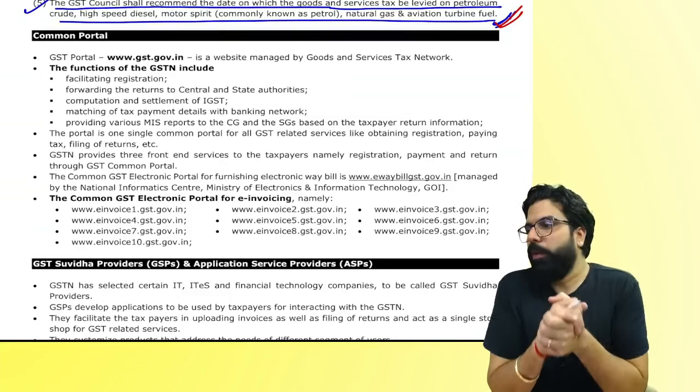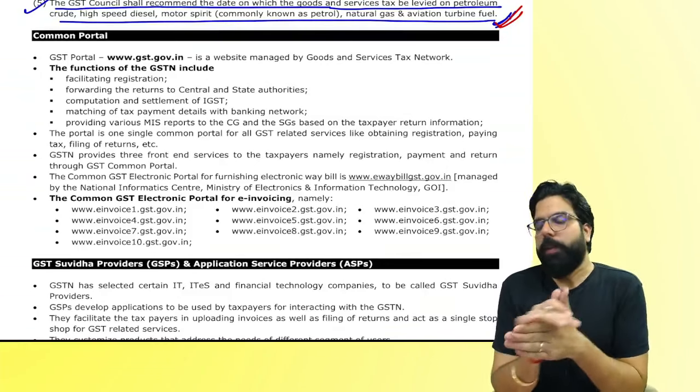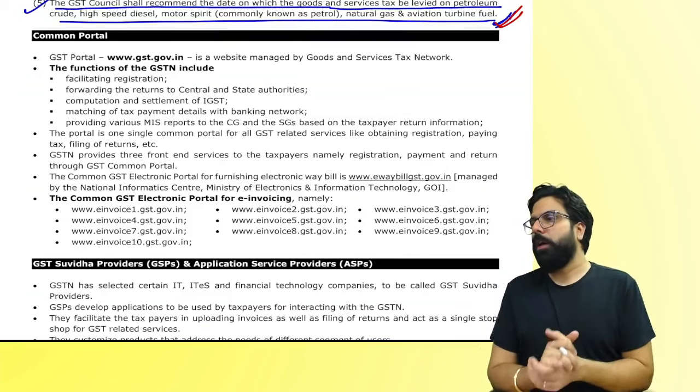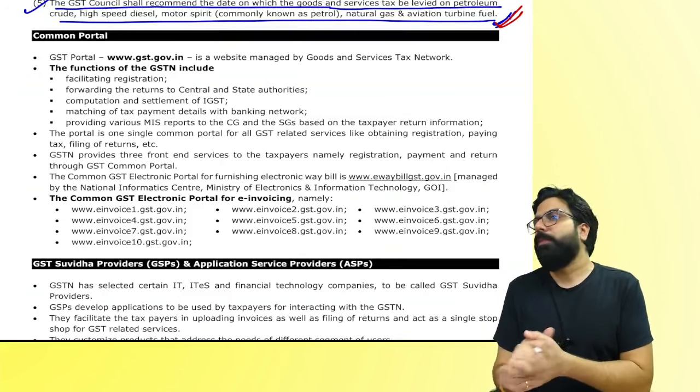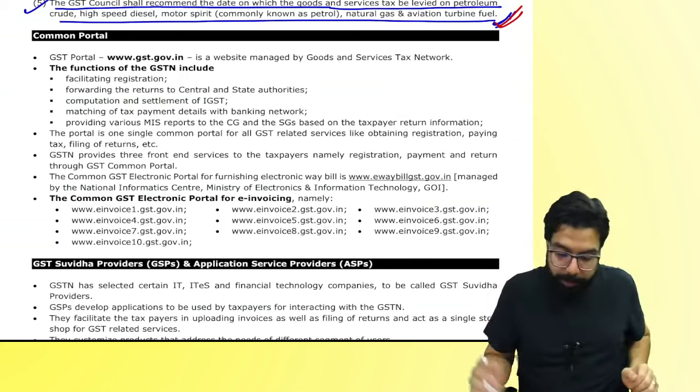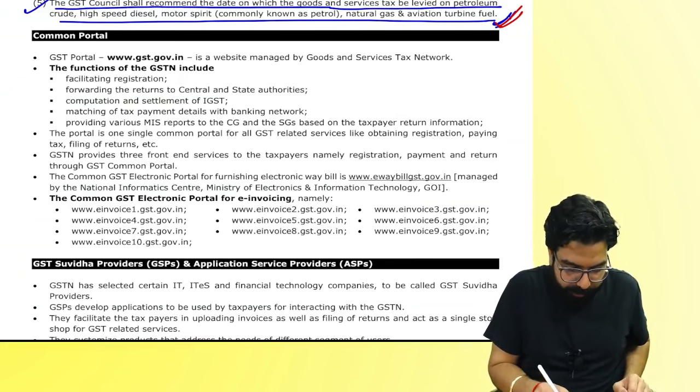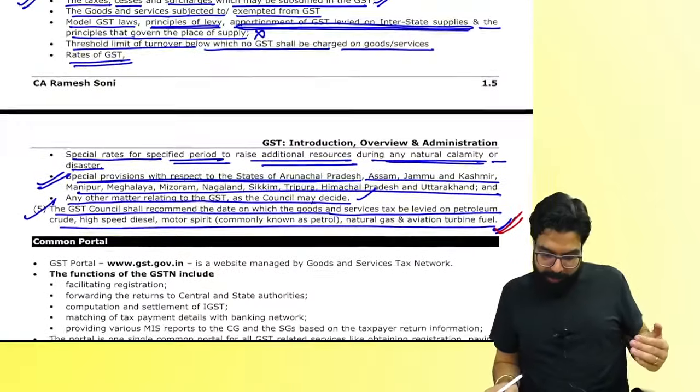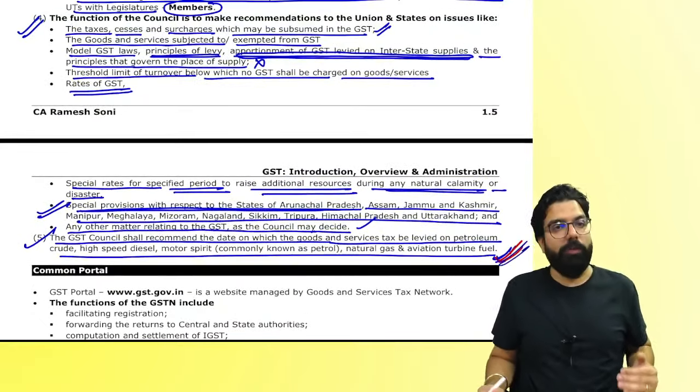All right. Good evening, my dear students. Chalo, we'll go ahead and start our class. We were discussing chapter number 1. In chapter number 1, where were we, everyone? We had discussed till the GST Council, right, everyone?